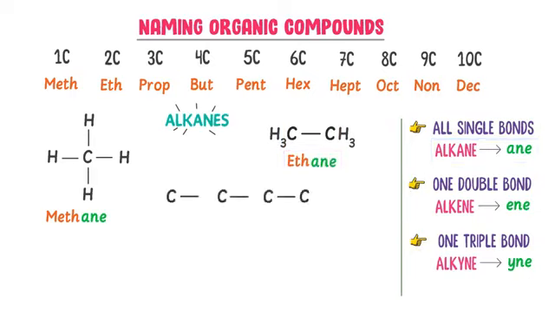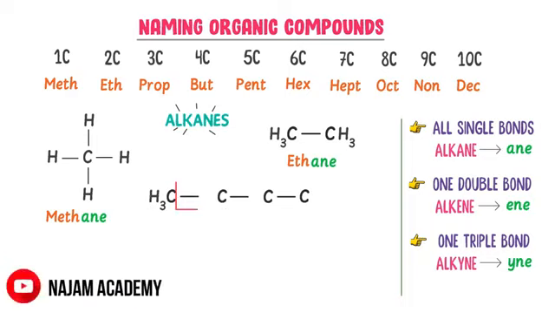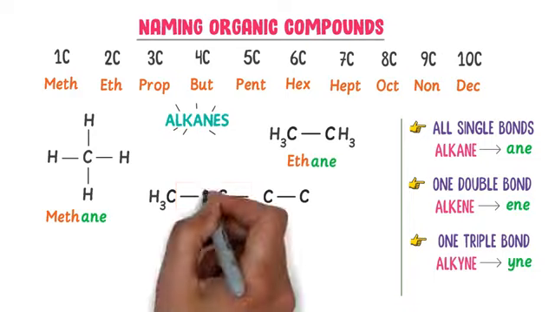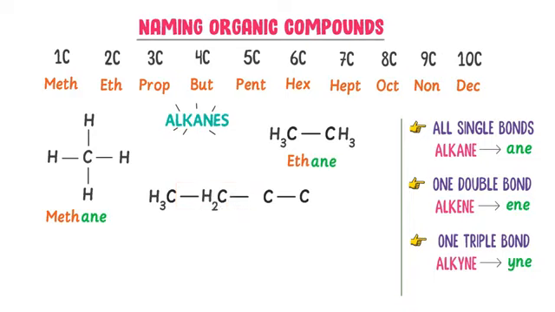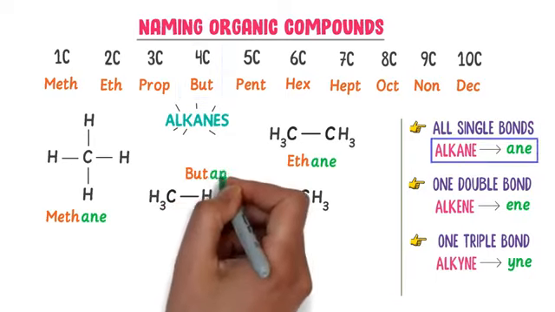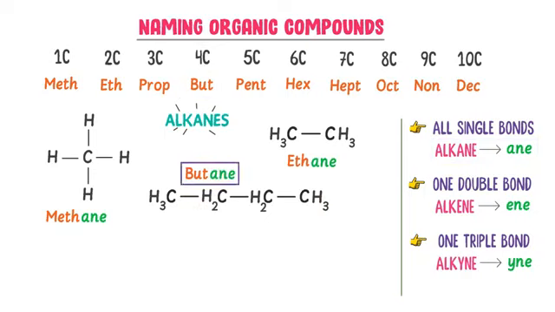Thirdly, consider 4 atoms of carbon. This carbon atom has formed 1 bond. It will make 3 more bonds with 3 hydrogen atoms. This carbon has formed 2 bonds. It will make 2 more bonds with 2 hydrogen atoms. This carbon has formed 2 bonds. It will make 2 more bonds with 2 hydrogen atoms. This carbon has formed only 1 bond. It will make 3 more bonds with 3 hydrogen atoms. There are 4 carbon atoms. I will write but. All the carbon bonds are single. I write ane. So I get butane.